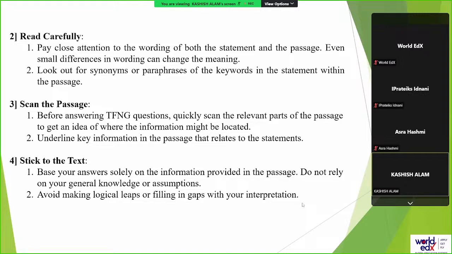So this is again one of the areas where we unintentionally bring our own background knowledge to it, and we think about it and we just mark the answer without verifying it from the passage. So make sure that you are not making this kind of mistake.